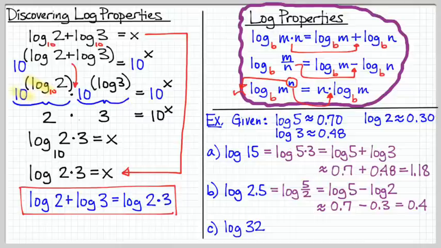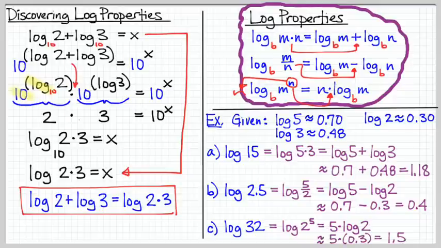In this case, I remember it's 2 to the 5th power. So I'm going to write that as log of 2 to the 5th, and now I use my other property up here. I have my exponent here, which can be pulled out. So now I have n times log of m. So I have 5 times log of 2. Log of 2 is 0.3, so I get 1.5.